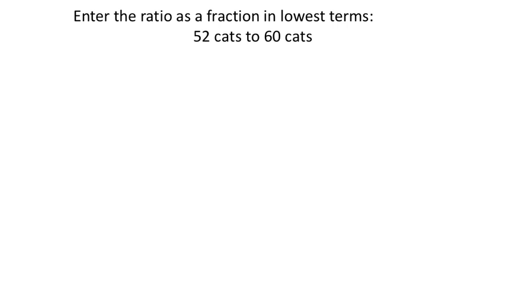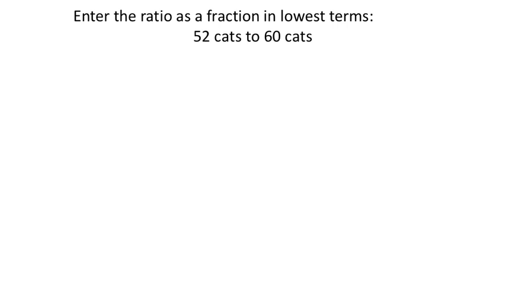All right, so 52 to 60. Now, if I was writing this as a ratio, by the way, they're comparing cats to cats. It's okay to compare the same thing. You can compare cats to cats, dogs to dogs, dollars to dollars, whatever. They don't have to be different like we usually look at, like miles per hour kind of thing.